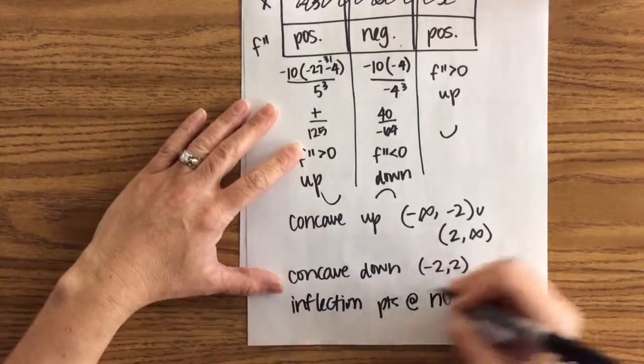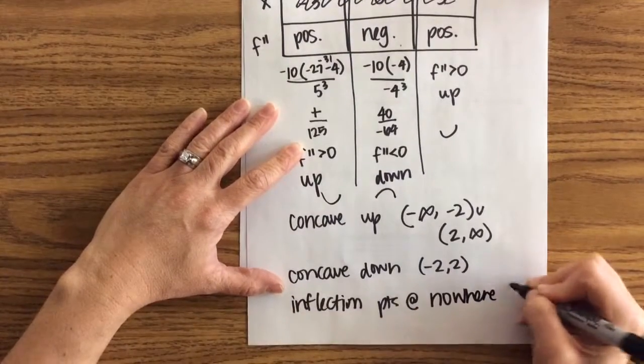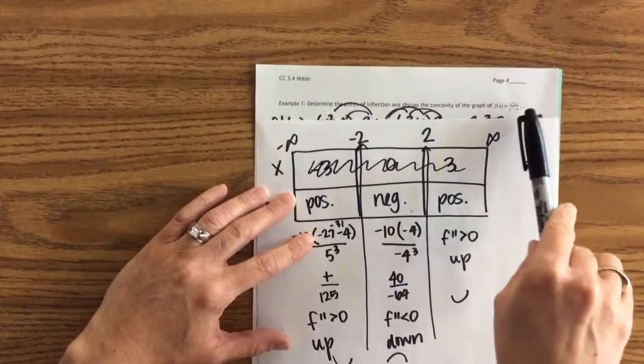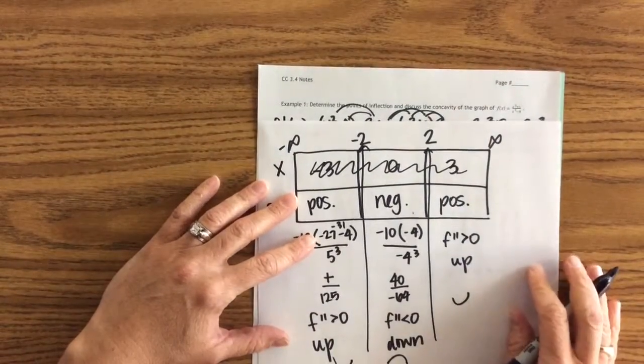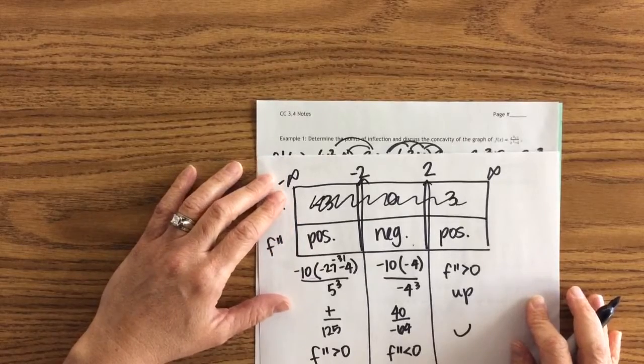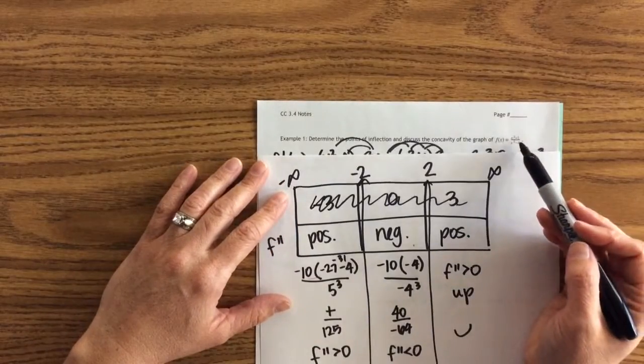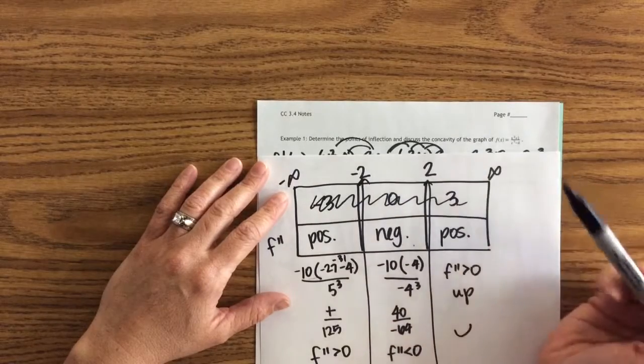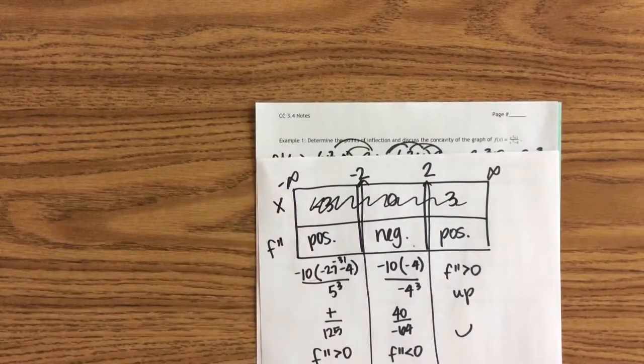I would say inflection points at nowhere. Because the two that I had as my possible inflection points weren't inflection points, because they were undefined at the y value. What are they? Well, these end up being vertical asymptotes because it's when the bottom equals 0. So that's why they popped up as critical numbers, but ended up not being inflection points.